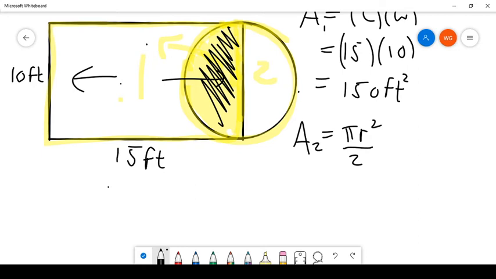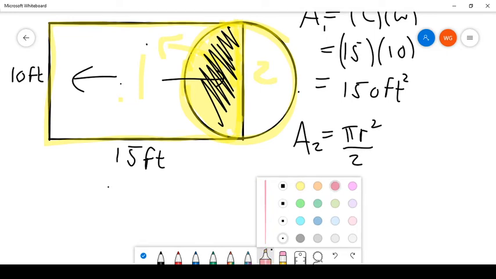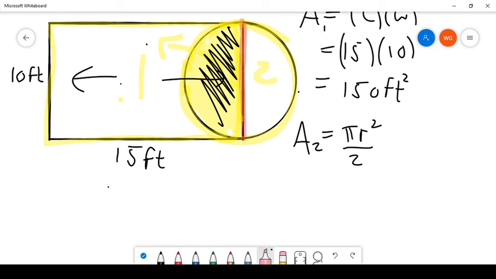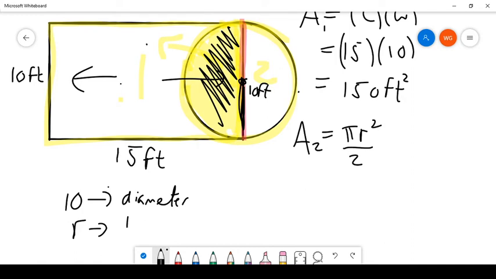So what is the radius of our circle? We can't do anything unless we figure that out. That's actually not as hard as you think. The radius of the circle can be figured out using this line here. We know that the line I just drew in is 10 feet, and that 10 feet is the diameter, the distance across the circle. The radius is half of the diameter, so the radius will simply be the distance from here to here. The radius is 10 divided by 2, which is 5 feet.